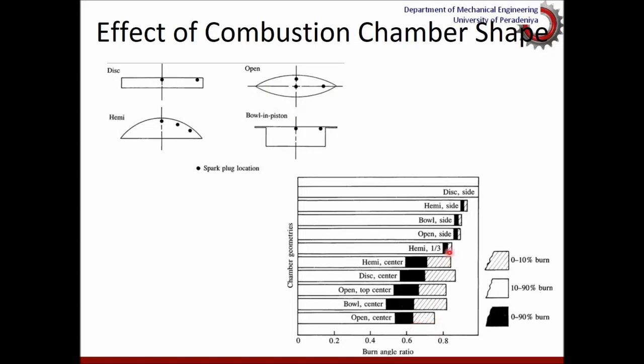But compared to, for example, the hemispherical one, this one with the one-third spark plug, as you can see, the ignition delay time is much less in this hemispherical combustion chamber compared to the open center type, even though open center gives you a shorter combustion duration. That means it burns 10 to 90% quickly, but takes a long time for the initial phase. Like that, the different phases of the combustion process are affected by the geometry and the spark plug location.